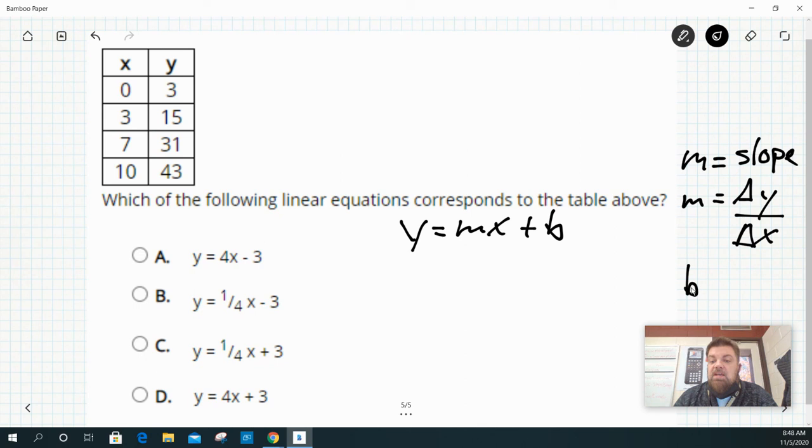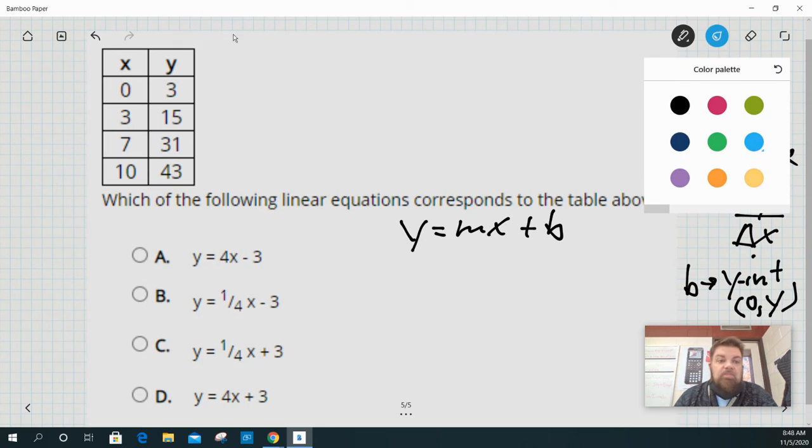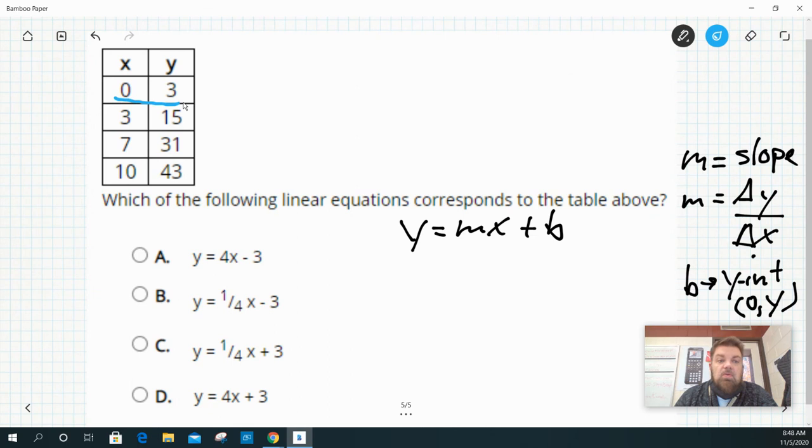And then remember b is where it crosses the y-axis. We call that the y-intercept. And that occurs when x equals 0, and then we have a y value. So right off the bat, I'm noticing that when x equals 0, y equals 3. So that means that b is equal to 3, right? Because that is the definition of the y-intercept.